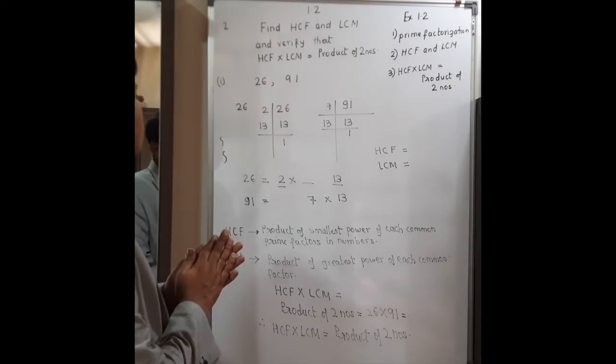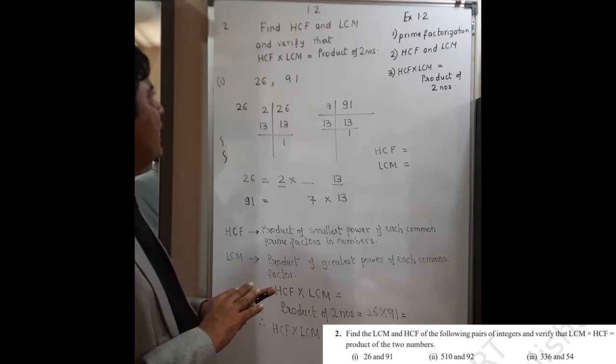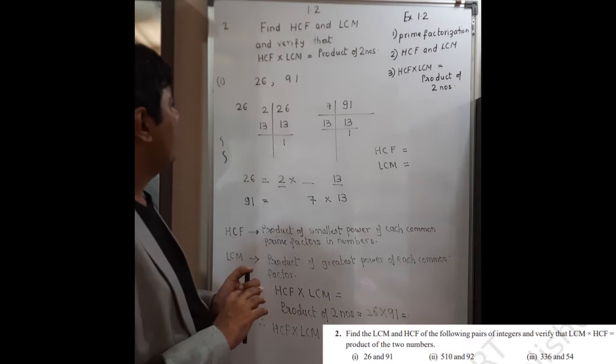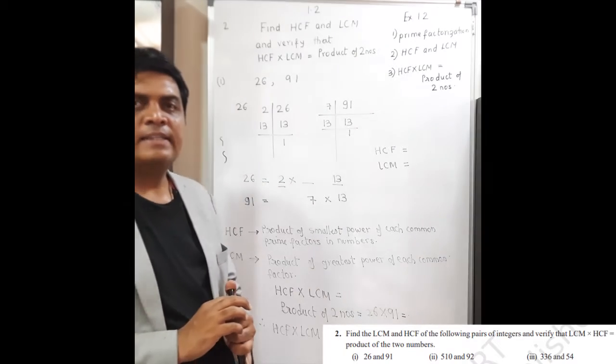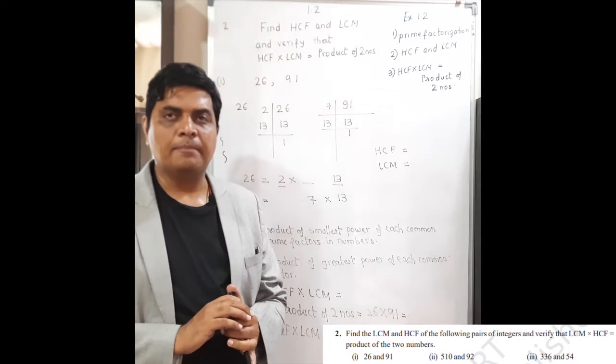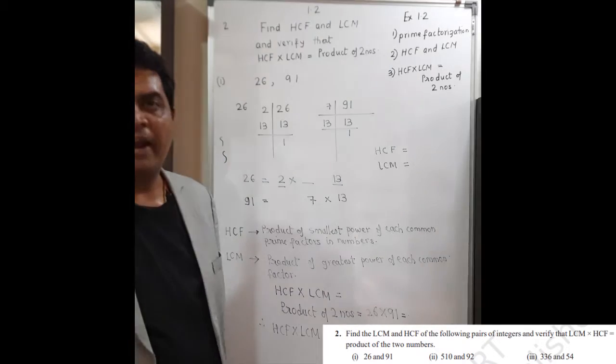Let us now solve sum number 2 of exercise 1.2. What is given? Find the HCF and LCM and verify that HCF into LCM is the product of the two numbers. First we have to understand the meaning of HCF and LCM. By name, HCF is highest common factor.